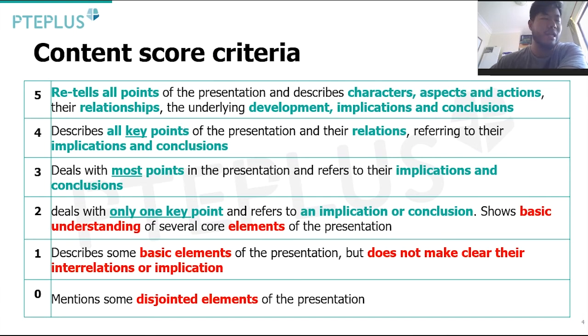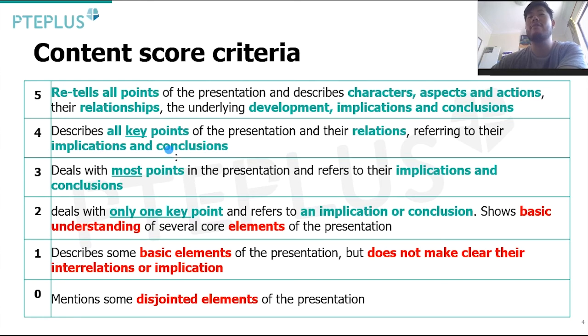If your goal is to get 90, if your goal is to get 79, if your goal is to get 65, we would never go for 5 points. Instead, we'd look for 4 or 3. So these are the ideal targets for most people. Here, what we want is all key points in the relations and implications and conclusions. So just the key points or most points.